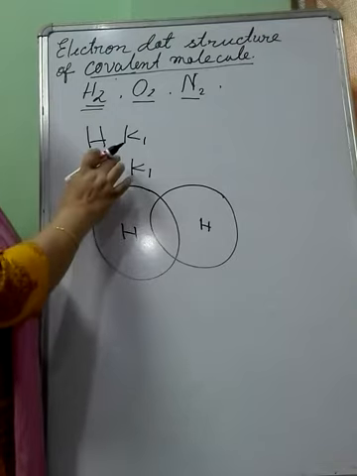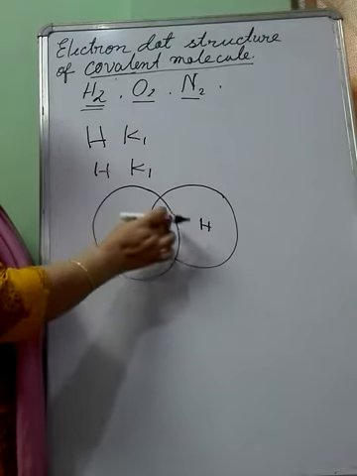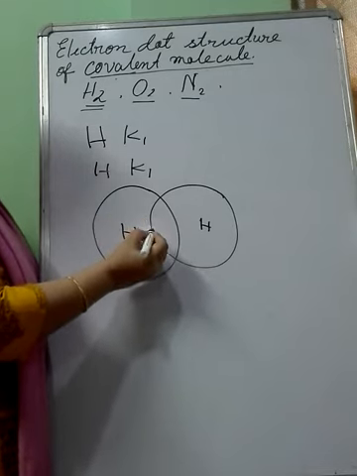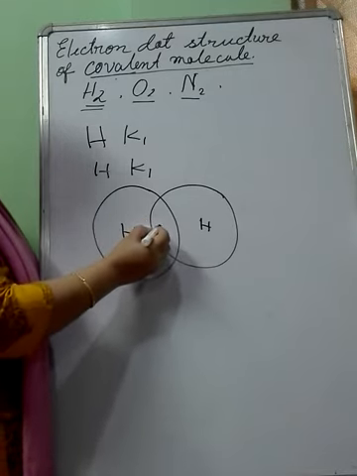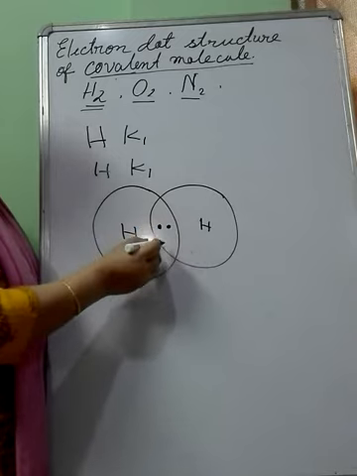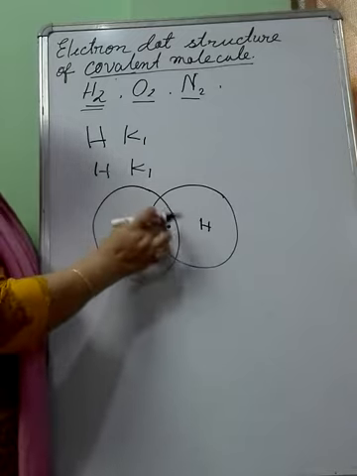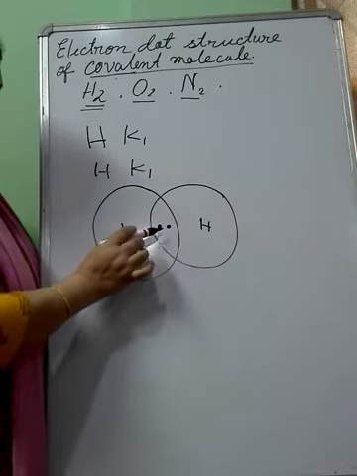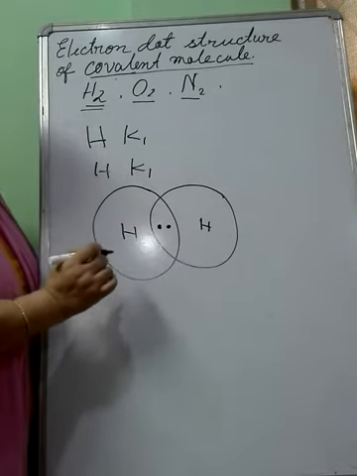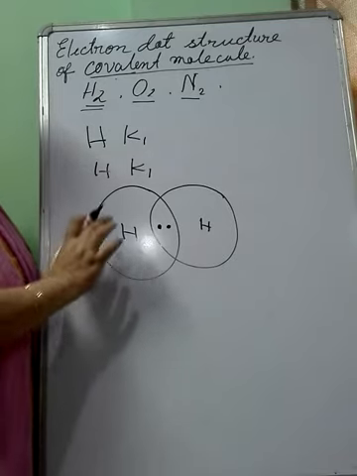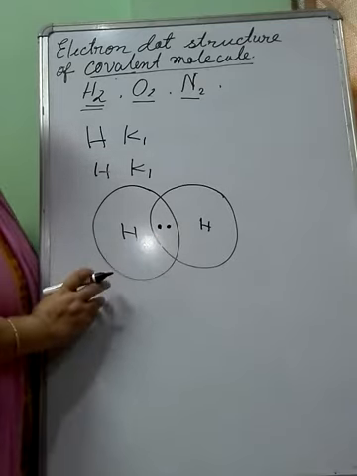Now how many electron pairs are shared between the two hydrogen? One pair. So I am showing the shared pair of electrons with the help of two dots in the region of the overlapping area. I am showing this one pair of electrons inside this overlapping region. Now there is no unshared pair of electrons here in case of hydrogen. So this is the dot structure for hydrogen gas molecule.